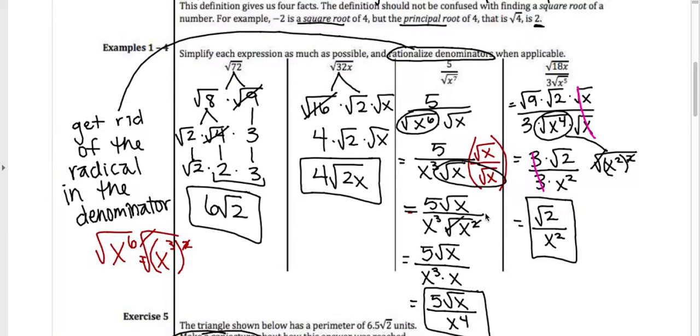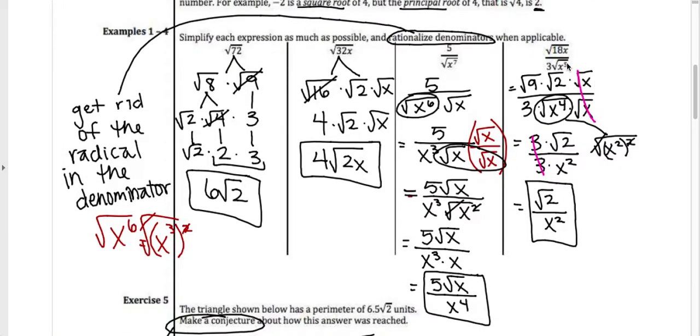The next one, very similar. So I've got 18 that I cannot take a root of, but if I split it up to be 9 and 2, I can take the root of 9. That would give me this 3. I'm still left with the 2 and the x. But when we looked at the denominator, again, this is an odd exponent, so I had to split it up so that it was x to the 4th times x, both in radicals.